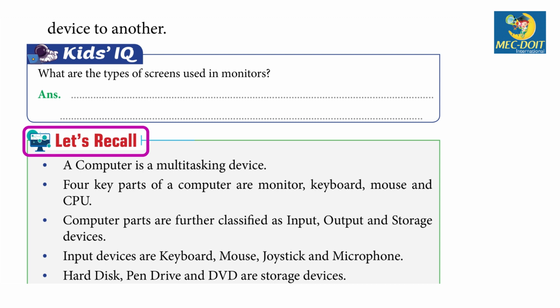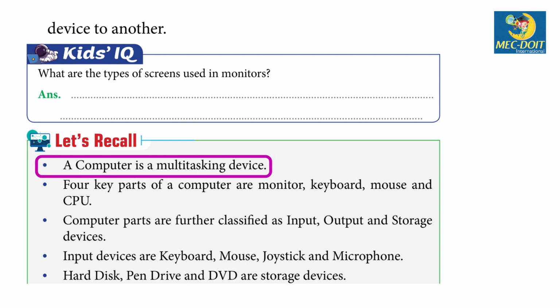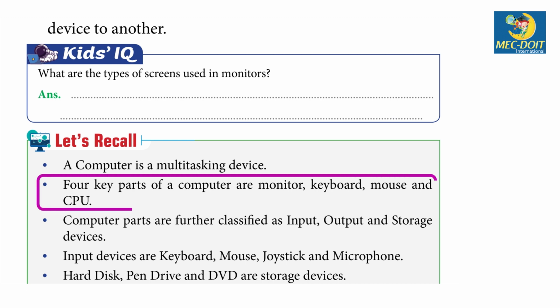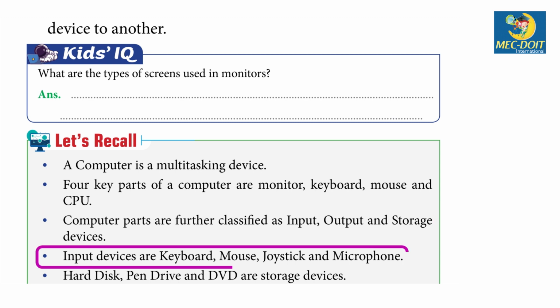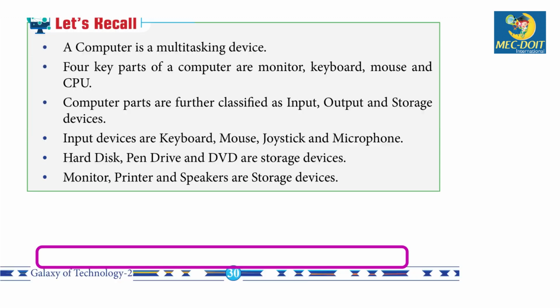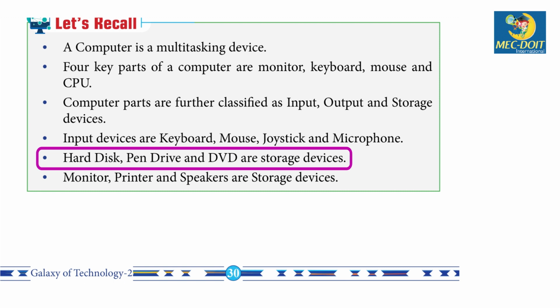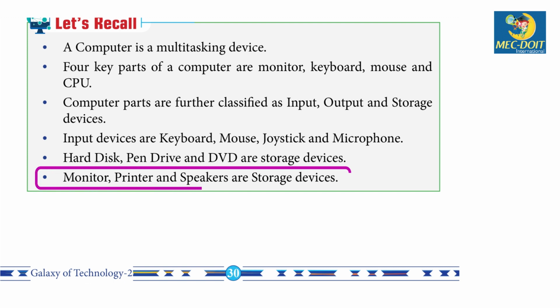Let's recall. A computer is a multitasking device. 4 key parts of a computer are monitor, keyboard, mouse and CPU. Computer parts are further classified as input, output and storage devices. Input devices are keyboard, mouse, joystick and microphone. Hard disk, pen drive and DVD are storage devices. Monitor, printer and speakers are output devices.